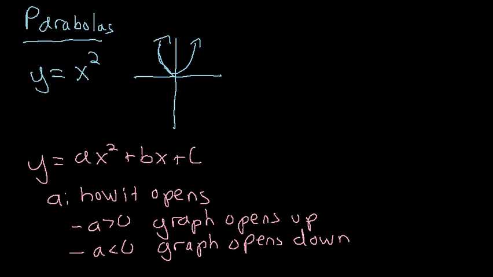Now, what about the b term? Well, the b term helps you determine the vertical shift. So it's the vertical shift. It also has one other factor, which we'll talk about, but for now, we'll just say vertical shift.